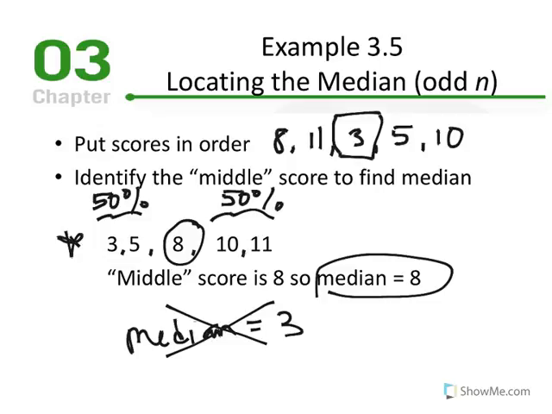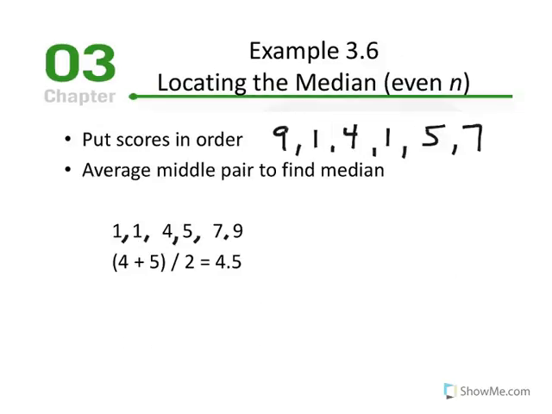Now this is quite easy when we're working with a discrete variable. Again, a discrete variable is a value that cannot be divided into smaller pieces. In other words, it can't be reported as a proportion. Also, this process of locating the median is quite easy when we have an odd number of scores, because there's exactly one value that defines the center. However, what do we do if we have an even number of scores?